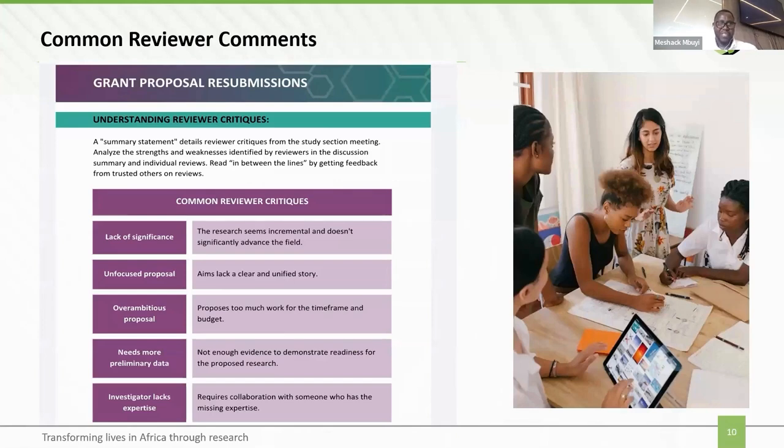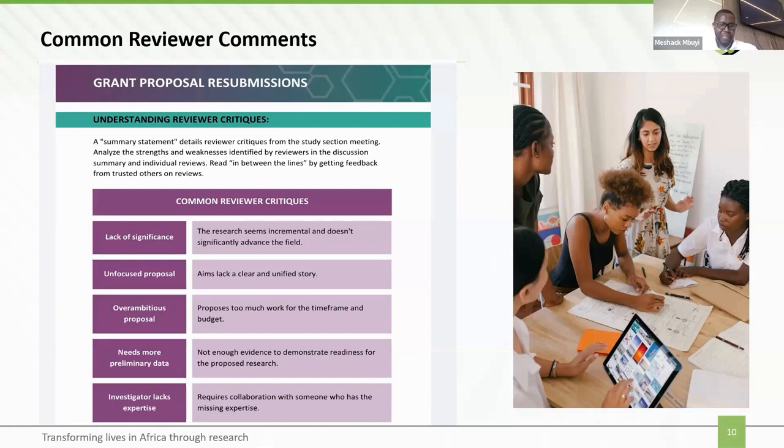The common reviewer comments that are usually contained in the summary statement that I've spoken about are usually categorized into different areas. Lack of significance, where they are saying the research seems incremental and does not significantly advance the field. They can also say that your proposal is unfocused. You remember when we were talking about unclear objectives and specific aims. So they will say your proposal is unfocused because the aims lack a clear and unified story.